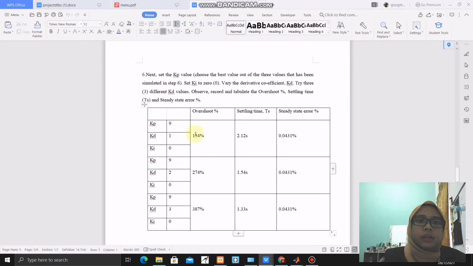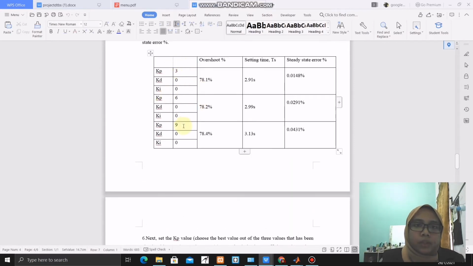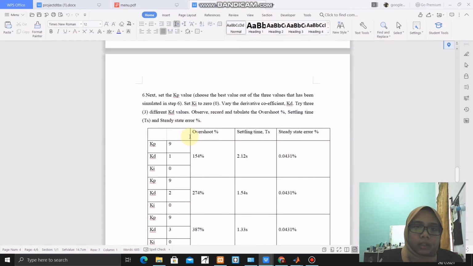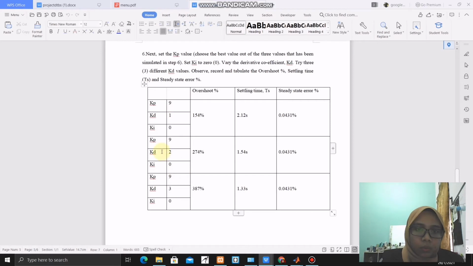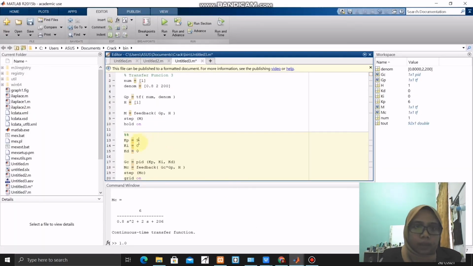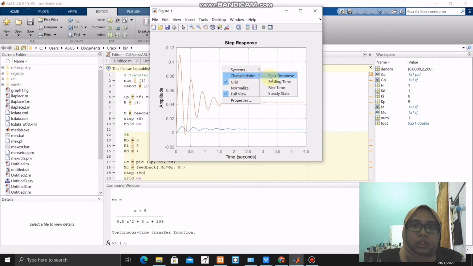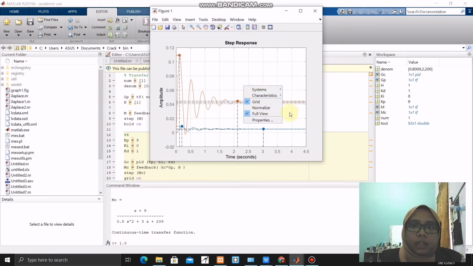To find the value of KD, first we have to choose which value shows that our step response is more stable. I decided to choose 9, so I insert 9 as my constant value of KP to find KD. For KD, we have to use different values, and I choose 1, 2, and 3. So KP is 9 and KD is 1. Here are the overshoot, settling time, and steady state error.